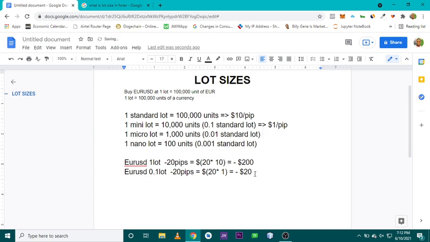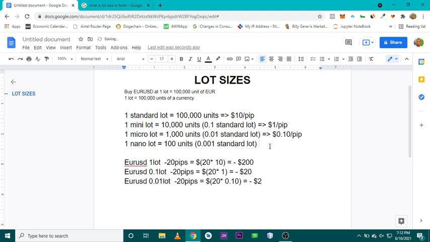So the next example is a micro lot; we'll stop at micro lot. We're using 0.01 lot size. Now 0.01 lot size means 10 cents per pip. So we are going to be losing just $2 if we're using 0.01 lot.